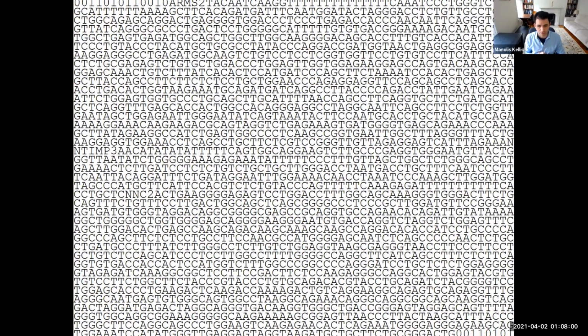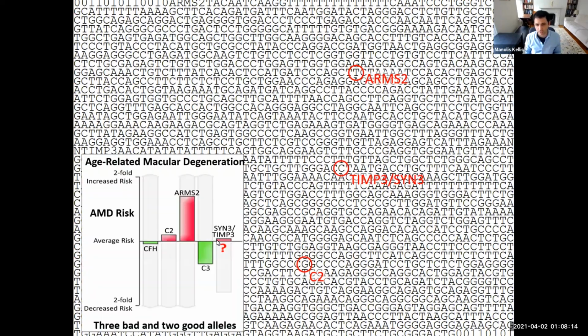So I wanted to start with a little bit of my own genome. This is actually my own genome. And I have 3 mutations in those 3 genes. And those mutations are shown here. And they're actually increasing my risk for age-related macular degeneration. How do we know this?